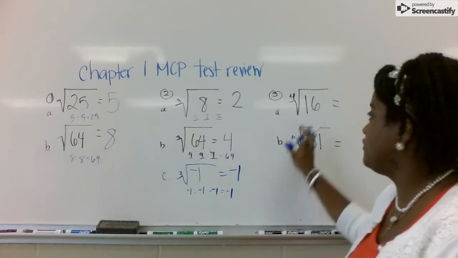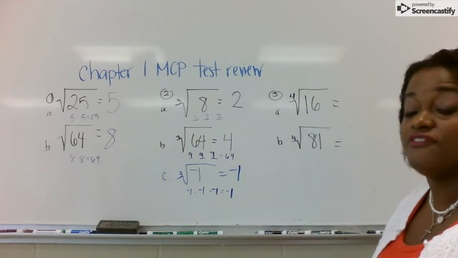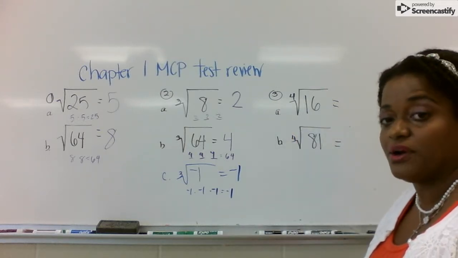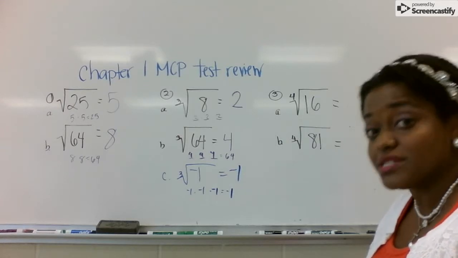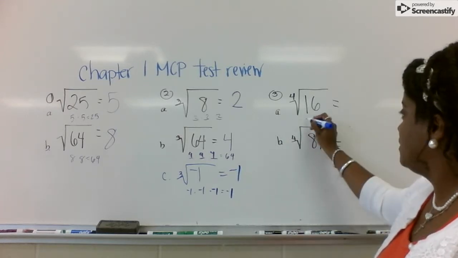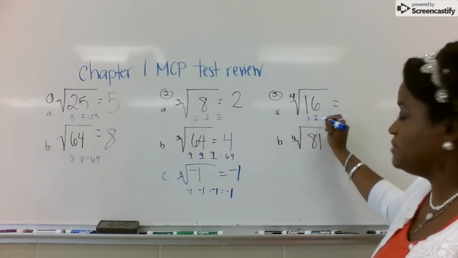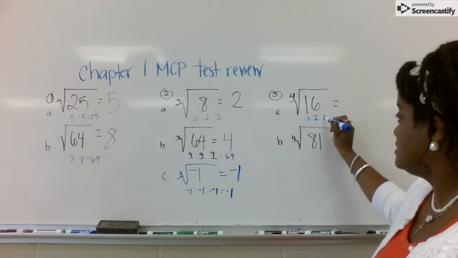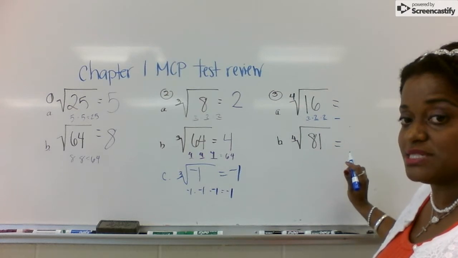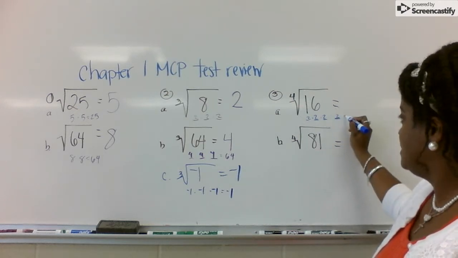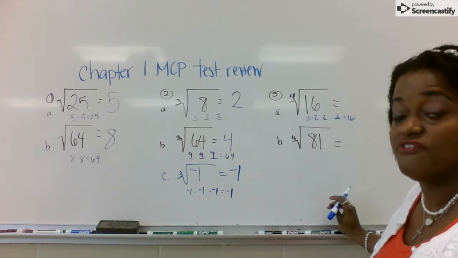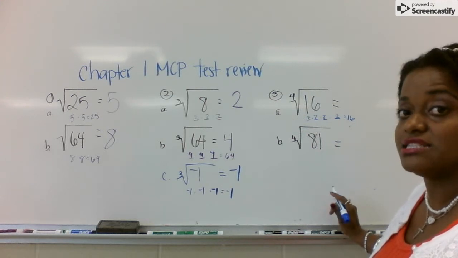That's fun. Over here, we have the fourth root. The fourth root asks for a number that multiplies by itself 4 times to give you what's inside. So for this, it'd be 2. 2 times 2 is 4. Times 2 is 8. Times another 2 is 16. So the fourth root of 16 is 2.